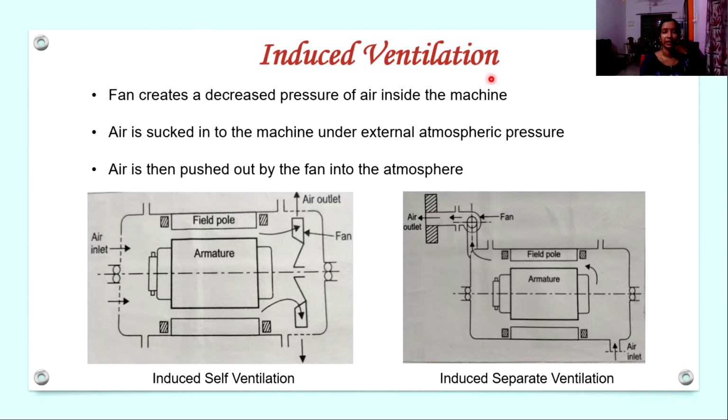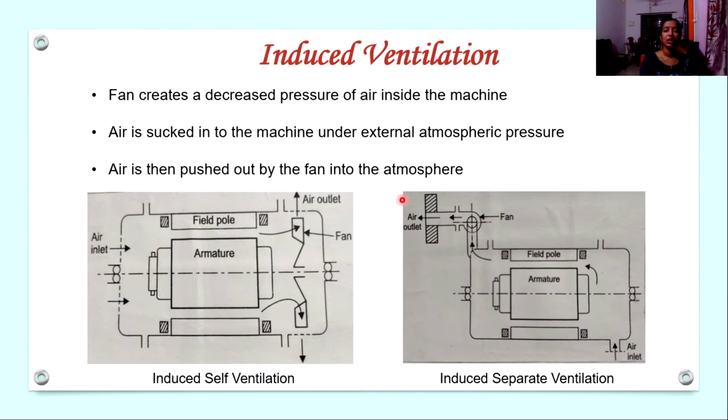First, induced ventilation. In induced ventilation, the fan creates a reduced pressure of air inside the machine. We know both self and separate ventilation require a fan, either inside or outside the machine. This fan will create a reduced air pressure inside the machine. And we know air always has a tendency to flow from a region of high pressure to a region of low pressure. So when there is low air pressure inside the machine, the outside air enters the machine. The air is sucked into the machine under external atmospheric pressure.